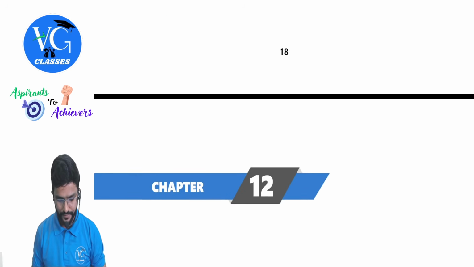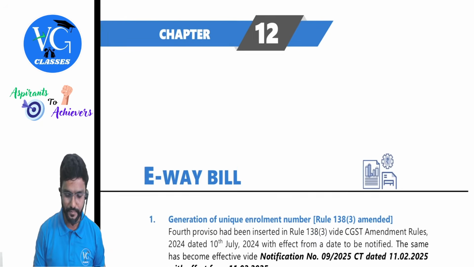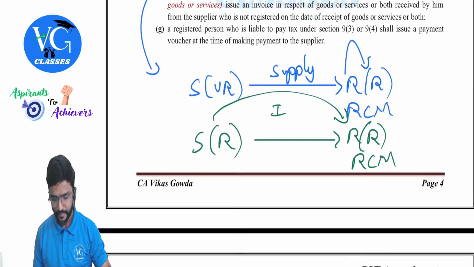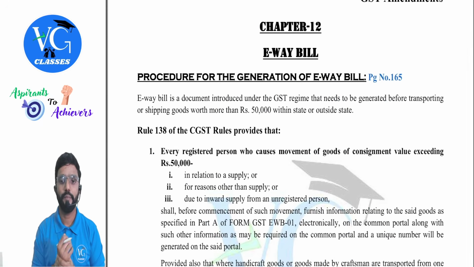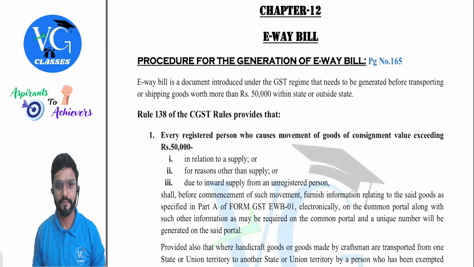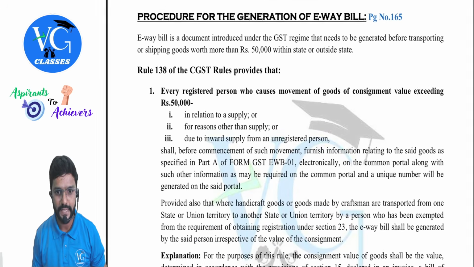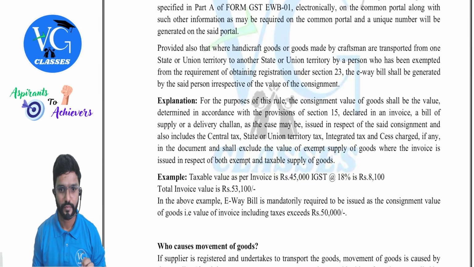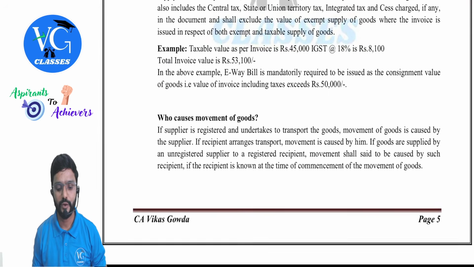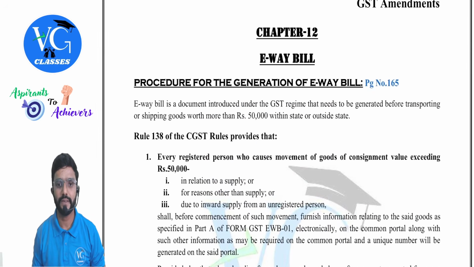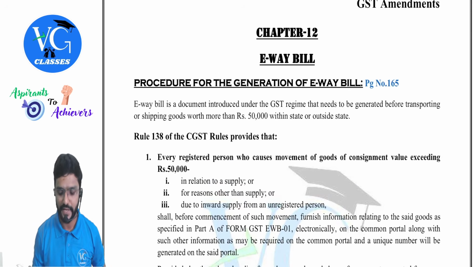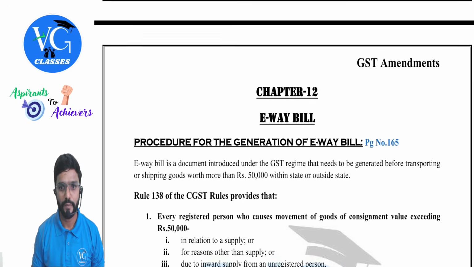Okay, sir. Sure. Next, e-way bill. Chapter 12, e-way bill. Come to page number 165, guys. Page number 165. I have taken the content here itself. And guys, if you want the soft copy of this amendment reference material, you can just look into our website under free resources. You would be getting it. Soft copy would be made available.